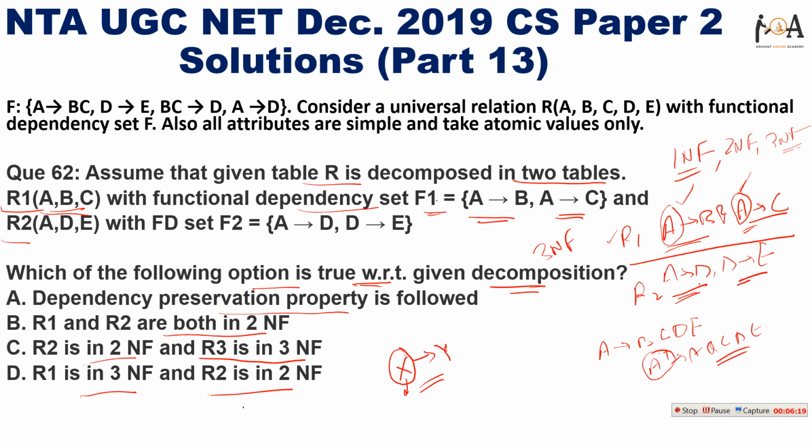And R2. R2 is not in 3NF because A derives D and D is deriving E. So the dependence is there. So it is not following, and D is also not a super key. You can directly say D is not a super key which is deriving E. So it does not follow this condition of 3NF. So R2 is only in 2NF. So the conclusion is that R1 is a part of 3NF and R2 is a part of 2NF.